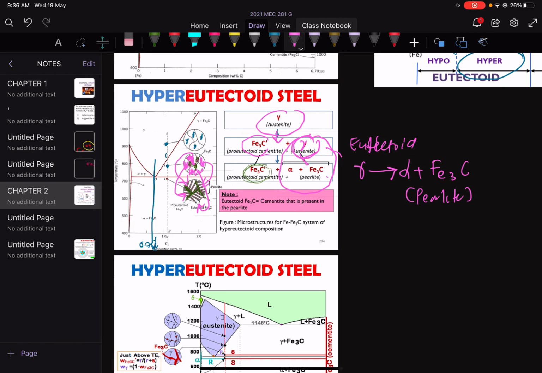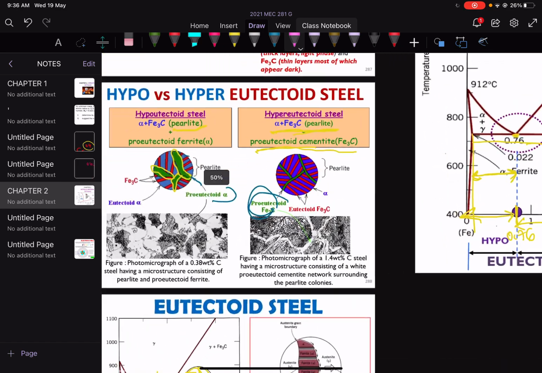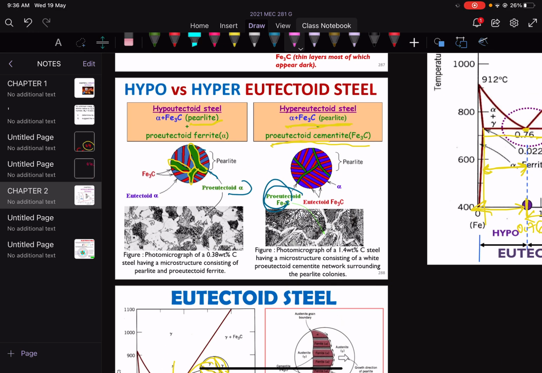So that is why we can see that the hyper-eutectoid microstructure will be like this. Instead of pro-eutectoid alpha, it has pro-eutectoid cementite. And the rest of the pearlite is similar to your hypo-eutectoid steel.